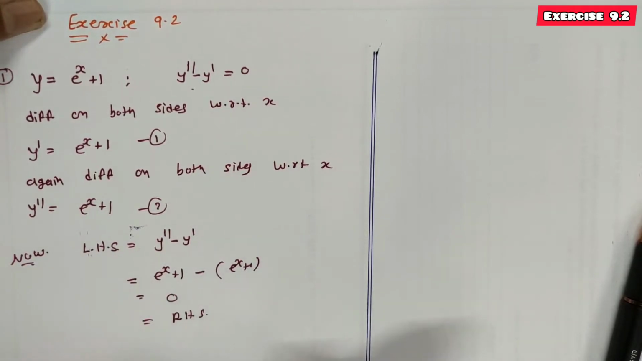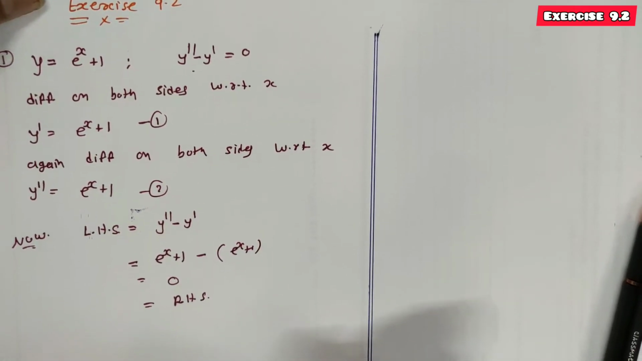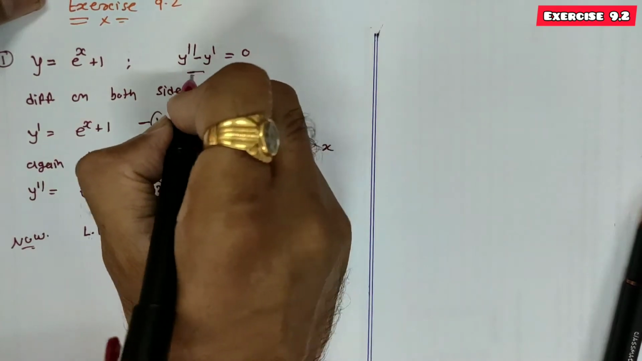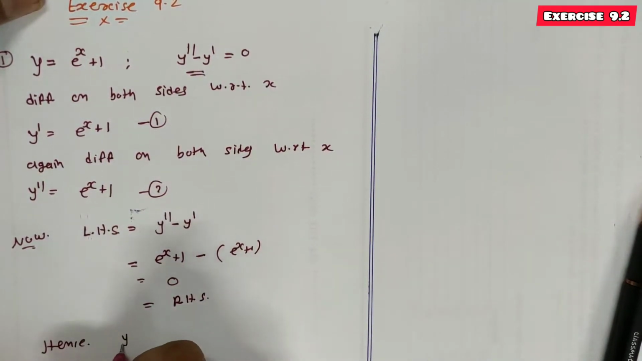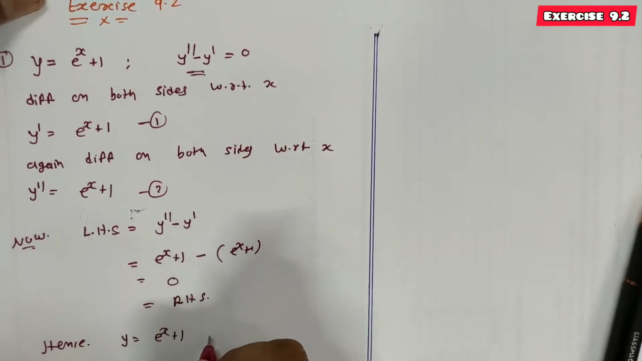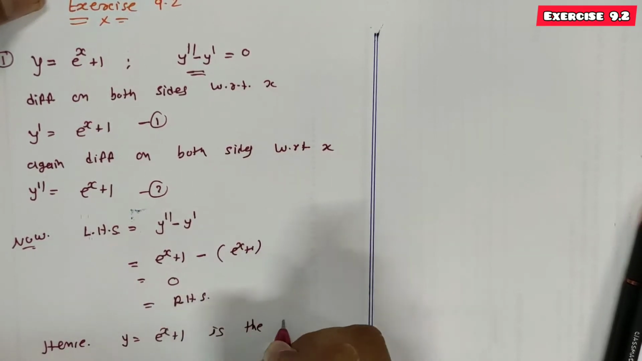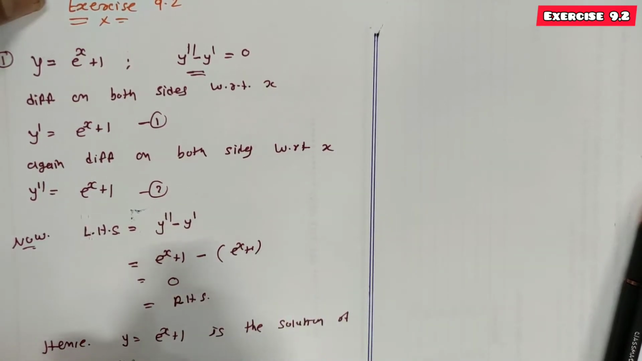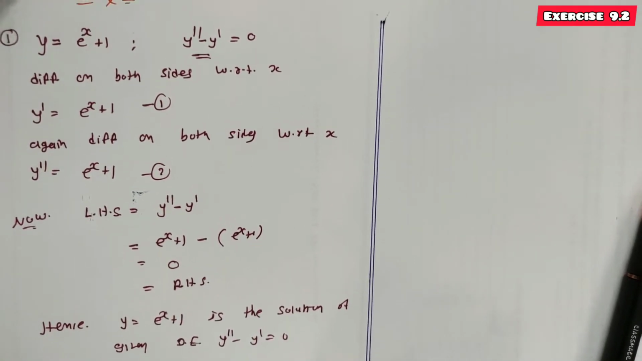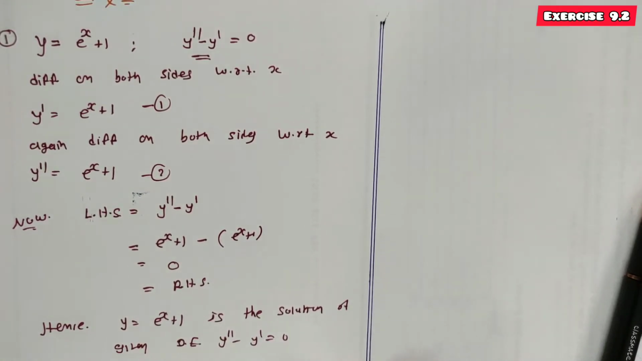So this value of y, first order derivative and second order derivative satisfies our given differential equation, and hence we can say that y equal to e raised to x plus 1 is the solution of the given differential equation y double dash minus y dash equal to 0. This we have to do. Simple. Very simple exercise.